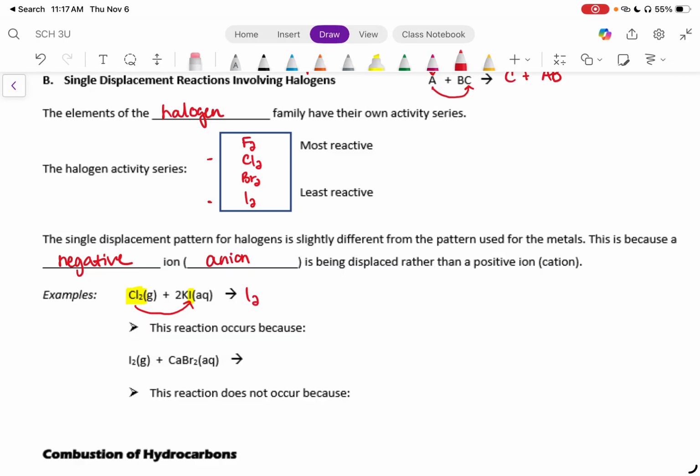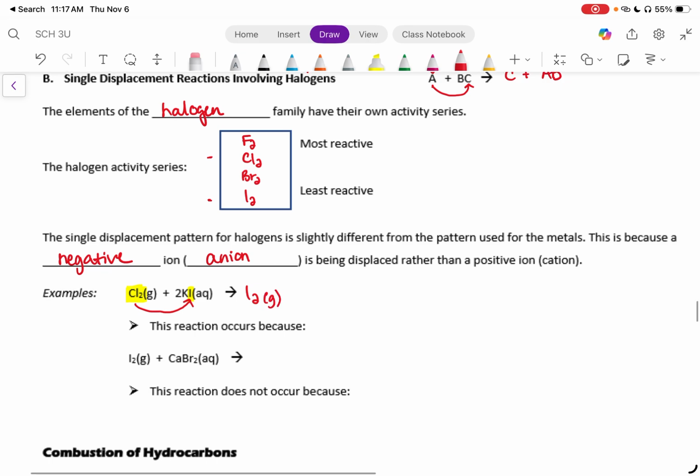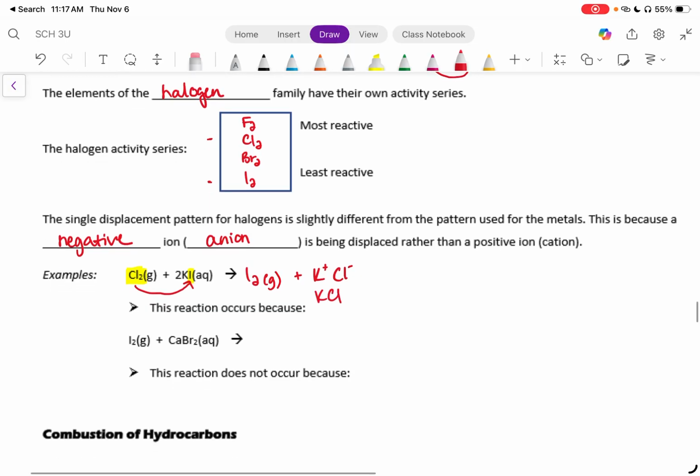Remember that I need to put I2 because it is a Haber-Finkel, which is a diatomic molecule, and it is a gas. Now I'm going to have potassium mixed with chlorine. It's just going to end up giving me KCl, because when I cross the charges, that's what I'll be left with. So after this reaction occurs, I will be left with these two elements. This reaction occurs because chlorine is more reactive than iodine.